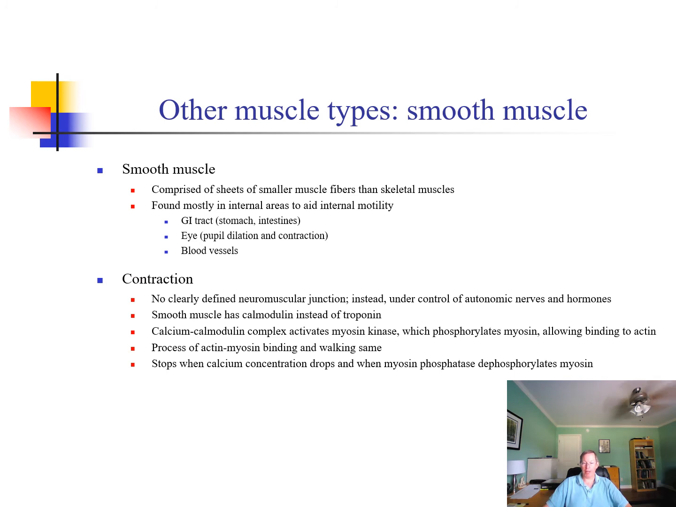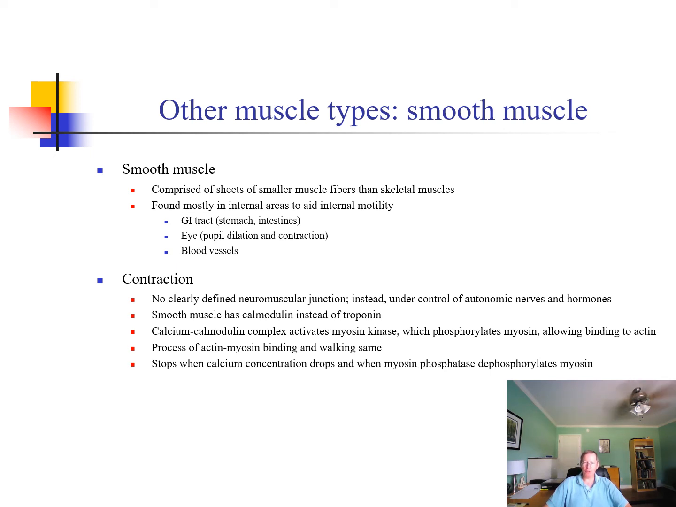Now, in contrast, smooth muscle also has actin and myosin, but the process is very different. Now, smooth muscle is not part of the musculoskeletal system. It's found mostly in the GI tract and in blood vessels, as well as the ability to dilate or contract your pupils. The upper 1/3 of the esophagus, the first part of the gastrointestinal tract, is striated or skeletal muscle, but after that it's smooth muscle.